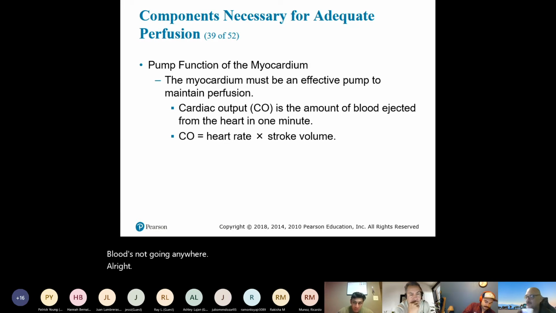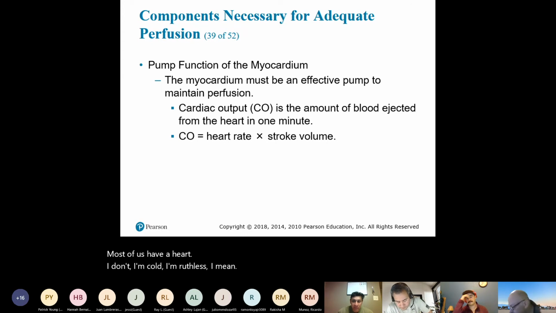Back to my watered down Diet Coke. Most of us have a heart. I don't. I'm cold, I'm ruthless, I'm mean. I make people cry. But we have a heart. The heart is a pump that pushes the blood throughout the body.